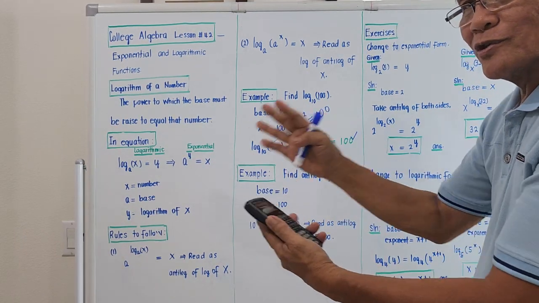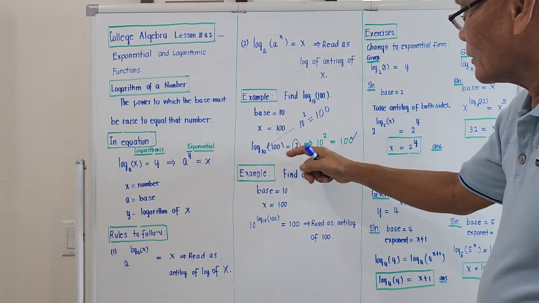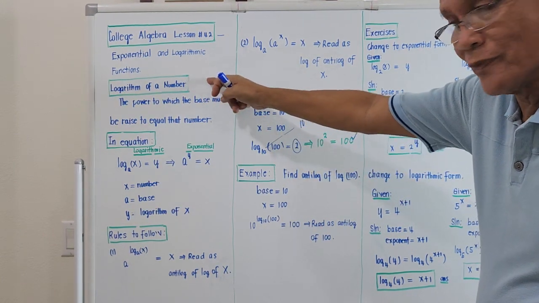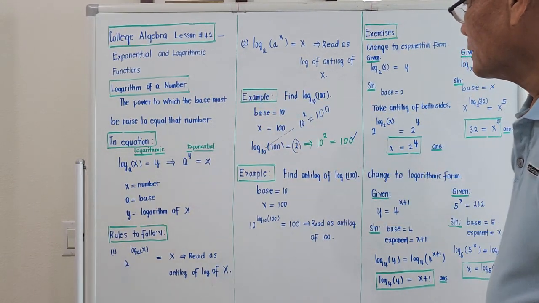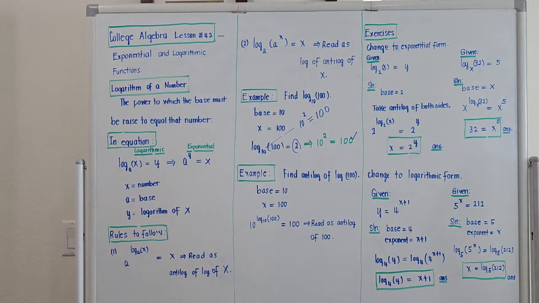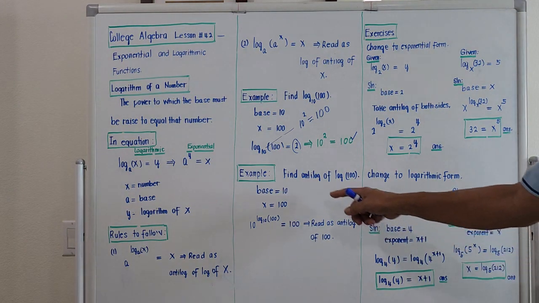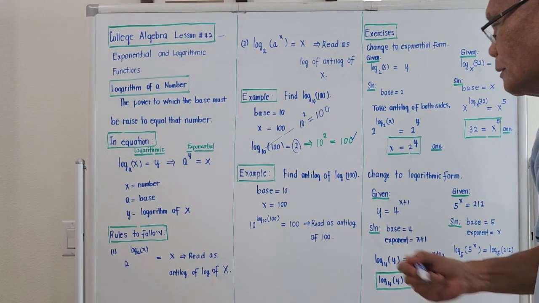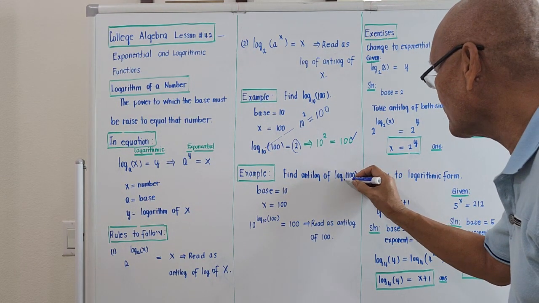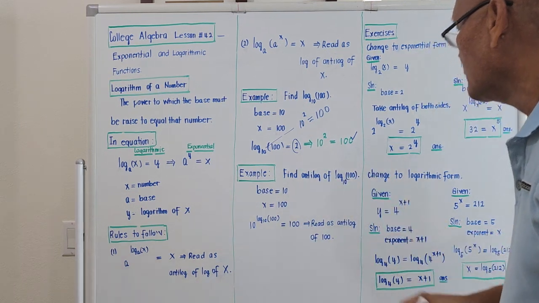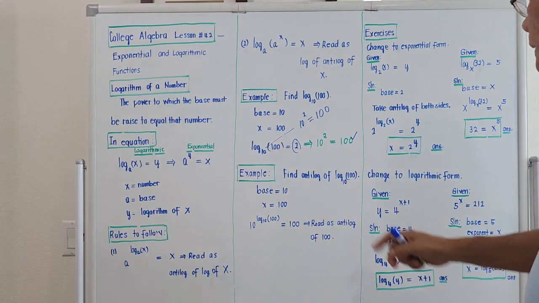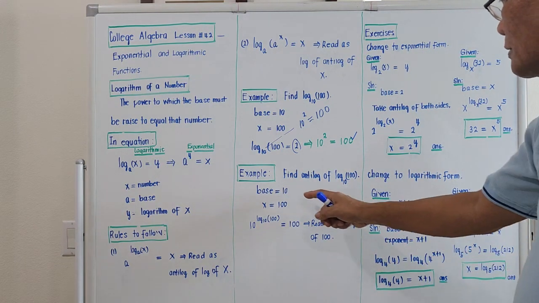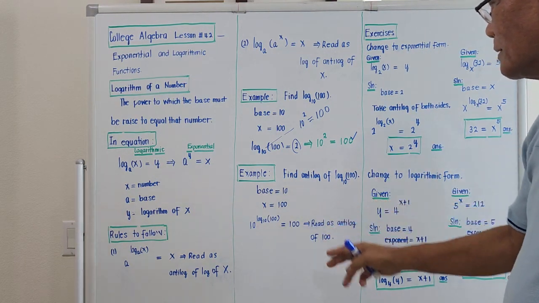So even without using the calculator, I could bring out the logarithm of 100 with the base of 10 from the definition of a logarithm. It should be 2. Next one. Find the antilog of the logarithm of 100. We will find the antilog of the common logarithm of 100. So the base is 10, and x is 100.